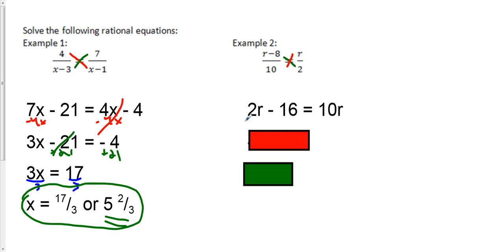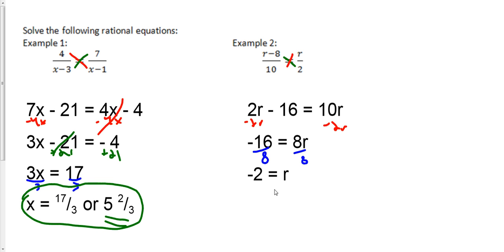Moving all the r's to the same side, we'll subtract 2r here and subtract 2r here. That's going to leave us with negative 16, because this is the minus 16. Negative 16 equals 8r. To get r alone, we divide both sides. Divide by 8. Divide by 8. Negative 16 divided by 8 becomes negative 2. So negative 2 equals r. This will be our solution.